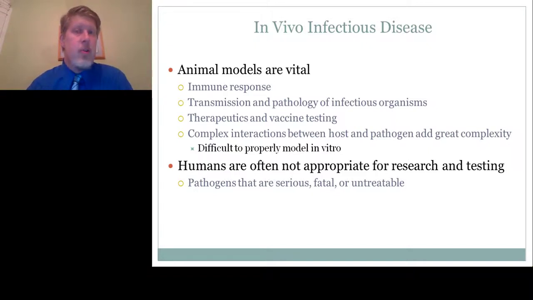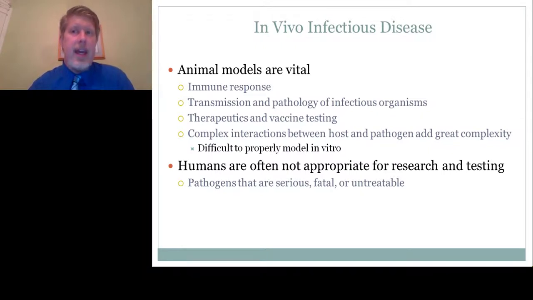We can use an actual immune response. We can also attenuate that immune response to answer other questions. We can test and better explore the transmission and the pathology of the various infectious organisms. And obviously, if we're going to be testing therapeutics or vaccines, animal models are critical, because at the end of the day, the interactions between these pathogens and the host are very complex. And quite honestly, we get surprised more often than not.